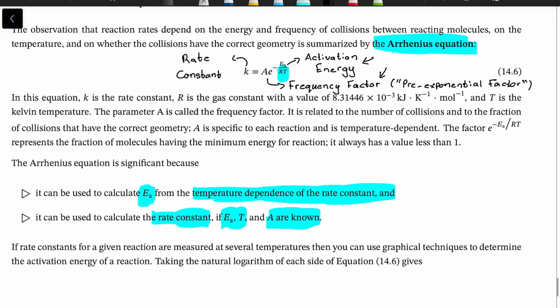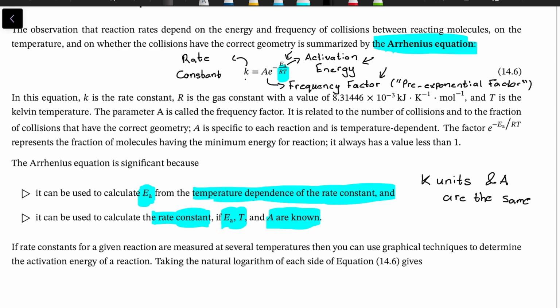Also important, we spoke a little bit about units, but the units of k and A are the same. And why is that? Because everything in this top part will cancel, right? It's e to the power something, so that is a unitless quantity. And hence, k is equal to A multiplied by a unitless quantity. So it means the units of k and A need to be the same.